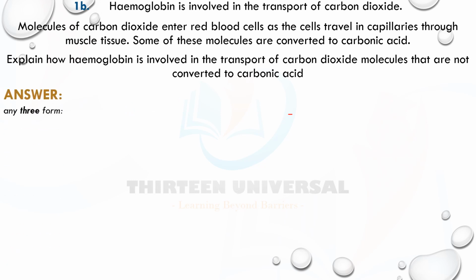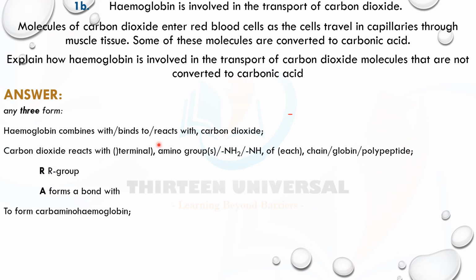So see what the mark scheme says. Any three forms. Please don't forget that our materials come from past questions, CIE, Cambridge. Hemoglobin combines with, or binds to, or reacts with carbon dioxide. Carbon dioxide reacts with the terminal amino group of each chain.